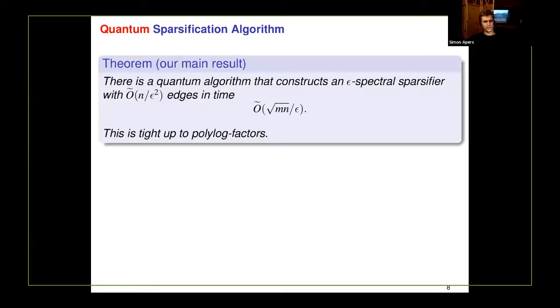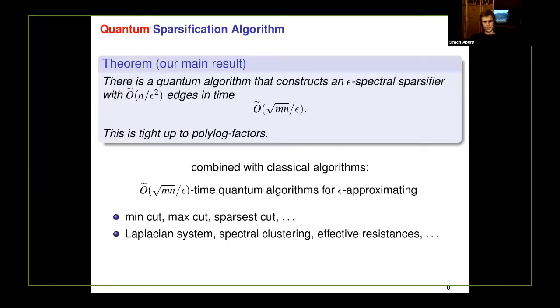So this gives us the main result, which is that we can construct the spectral sparsifier in time O tilde square root mn over epsilon, and this is tight up to polylog factors. Now what we can do, and this is nice, is we can combine this algorithm with classical algorithms for calculating certain quantities of the original graph, right? Because recall that the sparsifier is a very sparse graph that preserves certain properties of the original graph. So if you want to estimate a property of the original graph, and this property is preserved by the sparsification, you can just estimate it in the sparser graph.